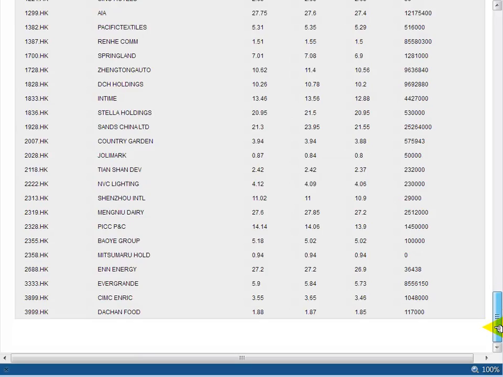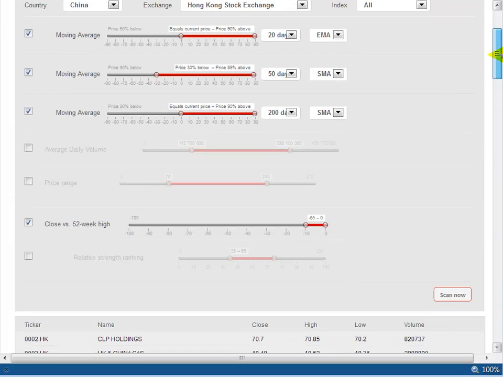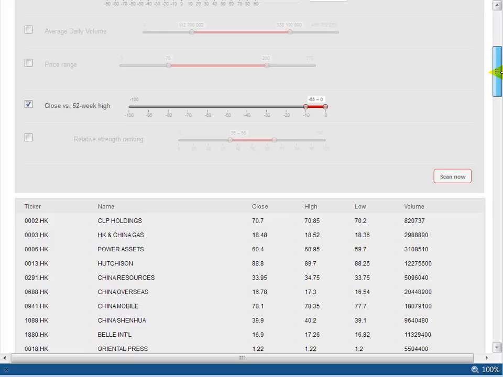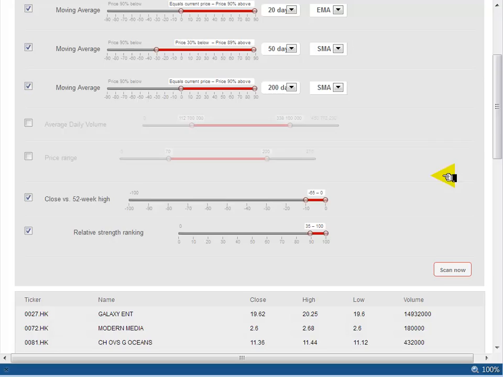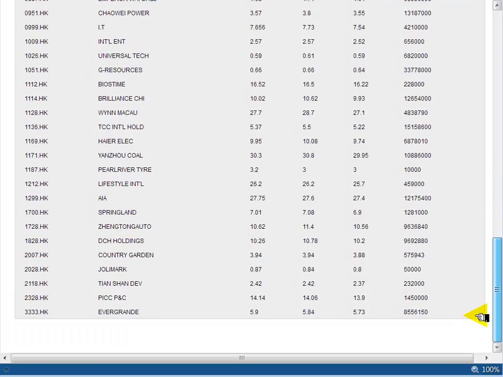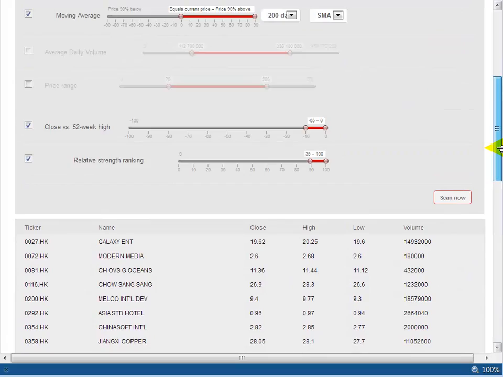And we can see the list gets much smaller now. These are only stocks that are trading within 10% of their 52-week highs. And we can even narrow the list down more by doing a relative strength ranking. This tells us it's only going to return the strongest stocks in the market if we use this type of scan. And we see here we're going to see stocks that are 90 to 100 relative strength ranking. And now the list is even smaller. So we can really narrow down what we're looking at.